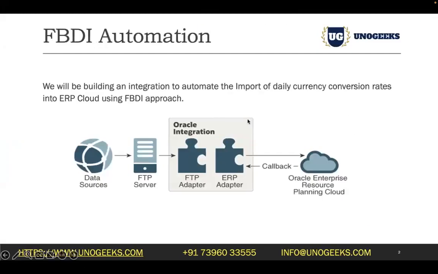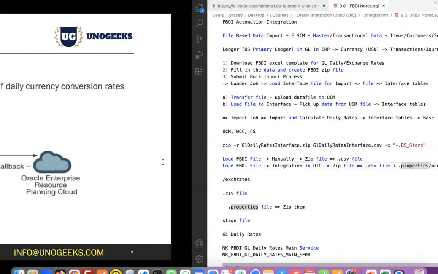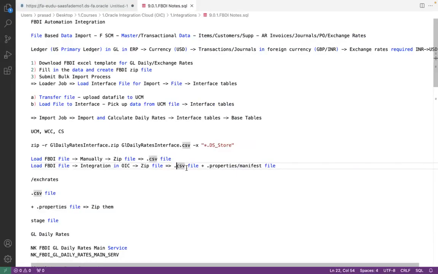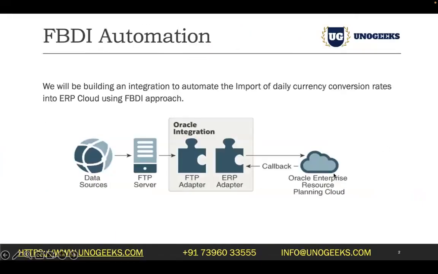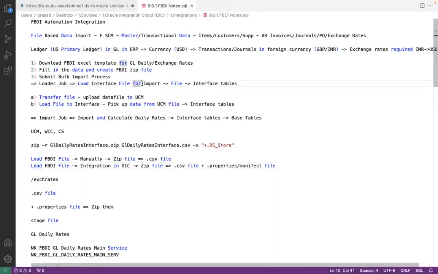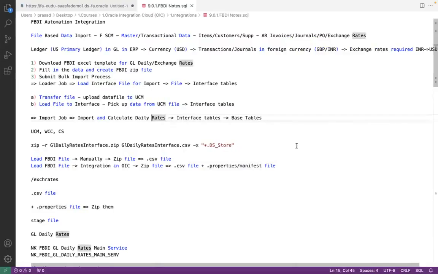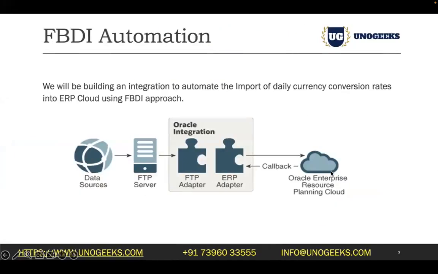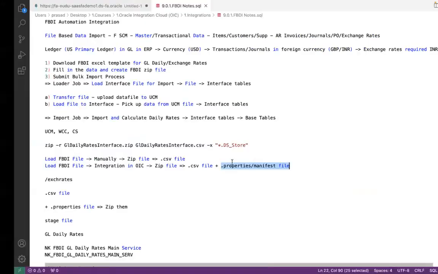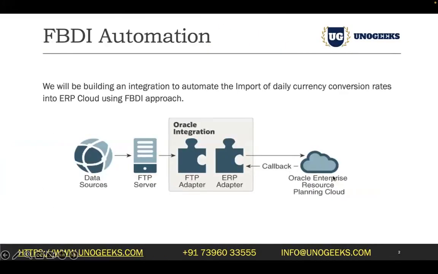Okay, so when you send the file from integration in OIC to ERP Cloud, you would send a zip file first of all. In that zip file, you will have two files. First of all, a CSV file, which would contain what data to import. And ERP Cloud knows that it has to run this loader job. After that, it needs to run the import job. To let ERP know which import job it needs to run and with what parameters, we need to include the .properties file, and we need to send it to cloud.